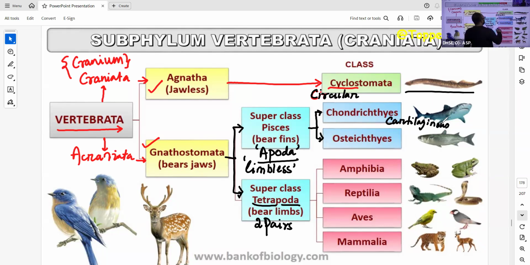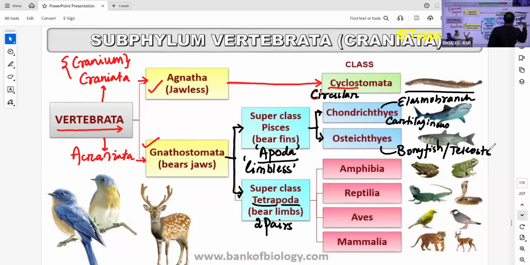Chondrichthyes, that is cartilaginous fish, are also known as elasmobranch, whereas Osteichthyes are bony fishes. They are also referred to as teleosts. Is that clear? Will you remember?